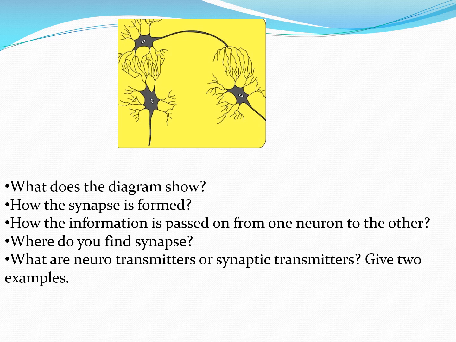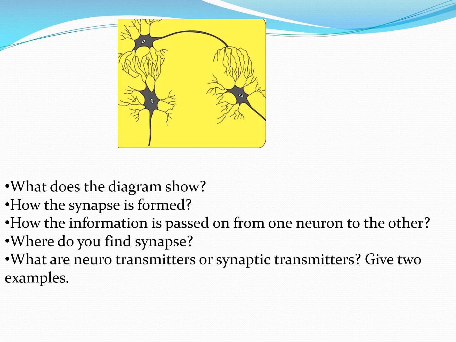Here, first question. What does the diagram show? The diagram shows a synapse. How is the synapse formed? Synapse is nothing but the functional gap between two adjacent neurons. The functional gap present between two adjacent neurons is called a synapse.